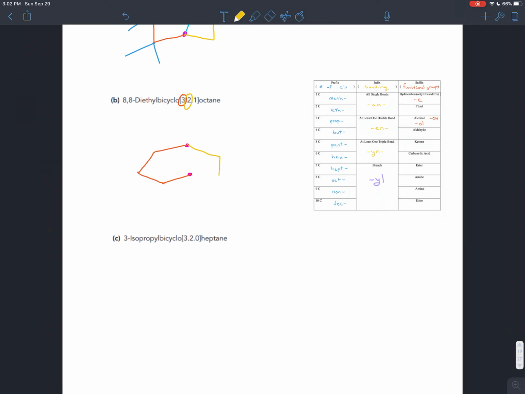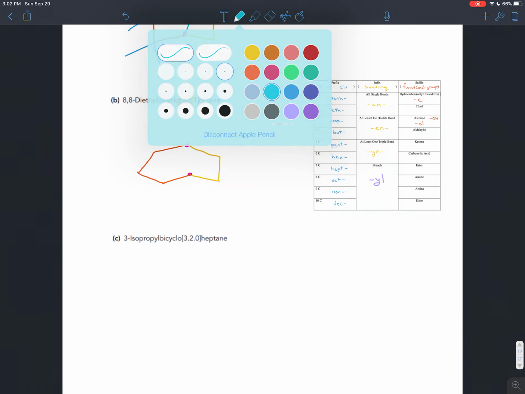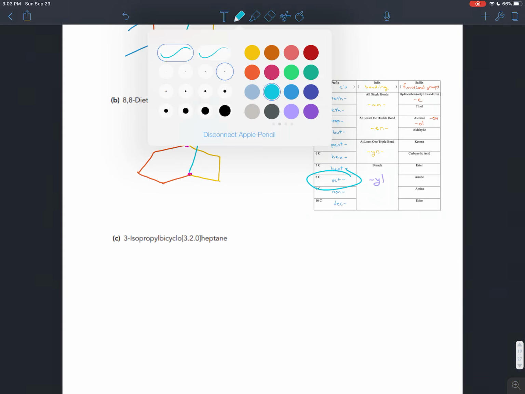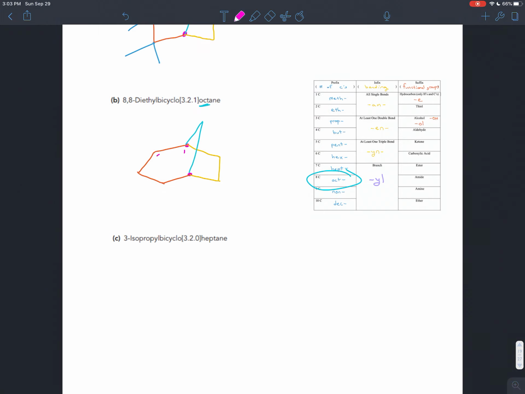Now on another side we have 2 carbons. So 1, 2. 2 carbons on one side. And finally, on another side, we have 1. So, just 1. Now, if we've done it correctly, our prefix should make sense. We should have 8 carbons. So let's count these up. We have 1, 2, 3, 4, 5, 6, 7, 8. Looks good.